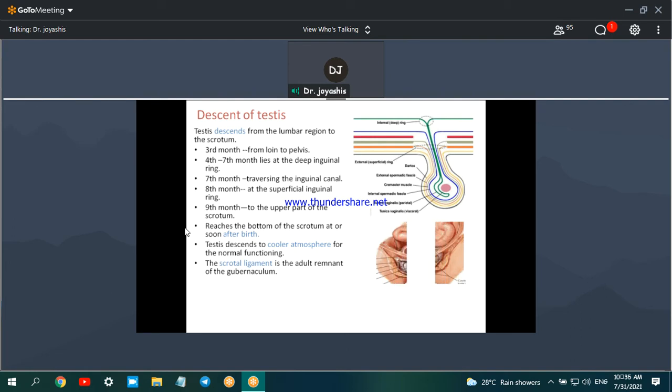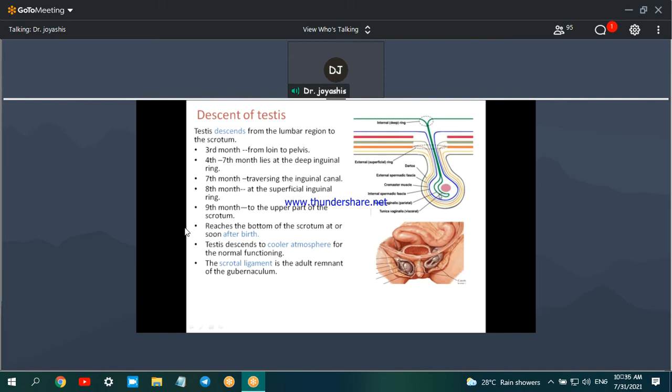Then the gonad, during the third month, goes from loin to pelvis, and from 4 to 7 months lies at the deep inguinal canal. At 7 months it traverses the inguinal canal. At 8 months it is at the superficial inguinal ring. At 9 months it reaches the upper part of the scrotum. It reaches the bottom of the scrotum soon after birth. This is the normal course.